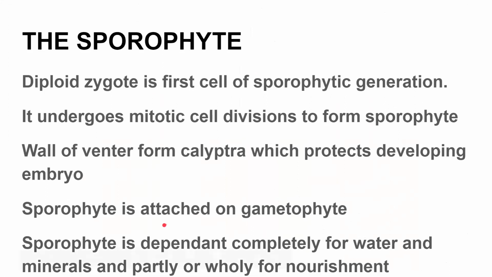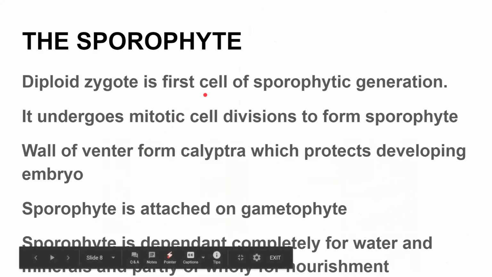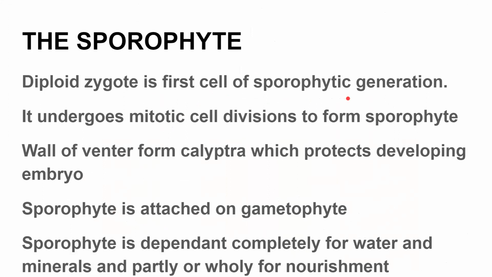A diploid zygote is the first cell of the sporophytic generation. This is diploid in genetic constitution. Now, this will not undergo meiosis, but will undergo mitotic cell division. First, 4 cells will be produced, then 8 cells will be produced. Ultimately, this will lead to the formation of sporophyte.